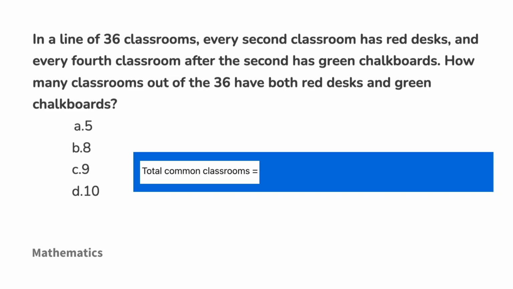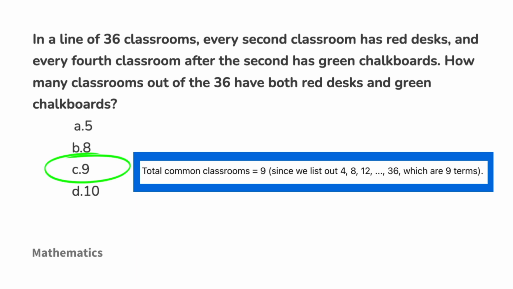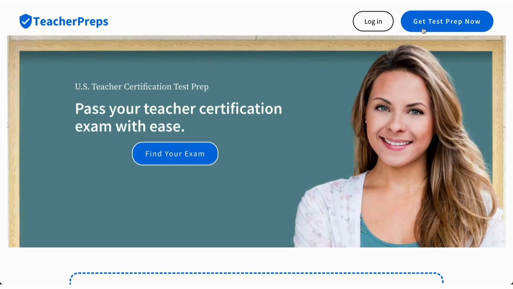Knowing this, we'll count all of the terms that are like, meaning they have both the red desks and green chalkboards. These classrooms are those at every fourth position starting from 4. So the total classrooms is 9, since we list out 4, 8, 12, all the way to 36, which are 9 terms. All right, excellent. 9 classrooms have both red desks and green chalkboards. Excellent. Moving on. That was the end of our math section.